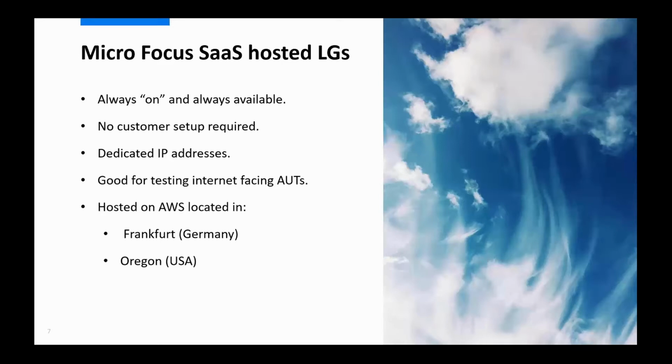These load generators do have dedicated IP addresses, which allows for whitelisting in any firewalls that you might have. So with the correct setup, it is then possible to test internal applications as well. But in general, I would say that they are especially suited for testing internet-facing applications. And they are hosted on AWS in the 2 locations that we are using for hosting LoadRunner Enterprise, which are in Frankfurt in Germany and in Oregon in the USA.